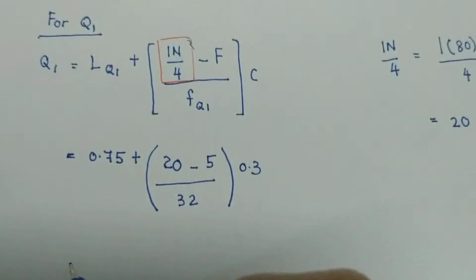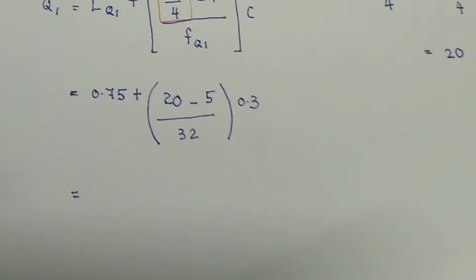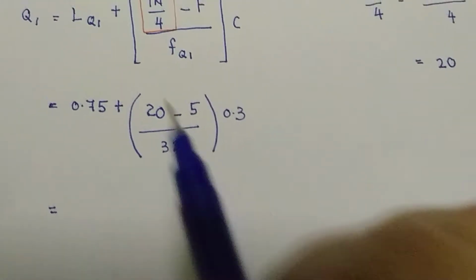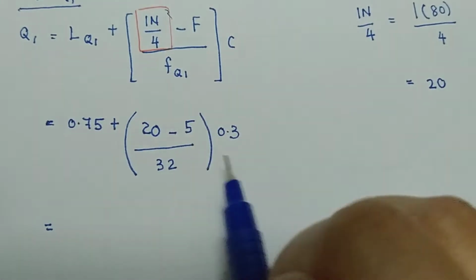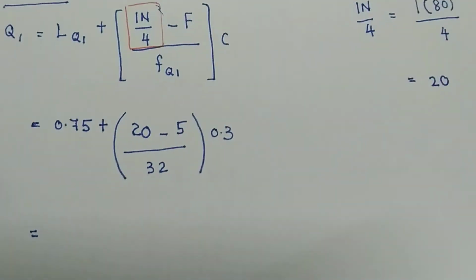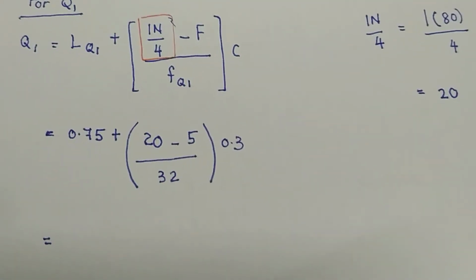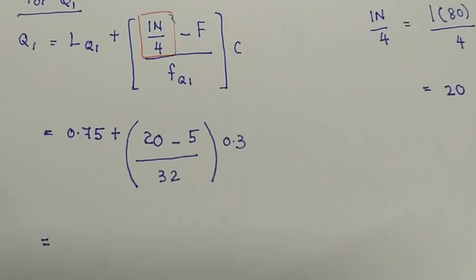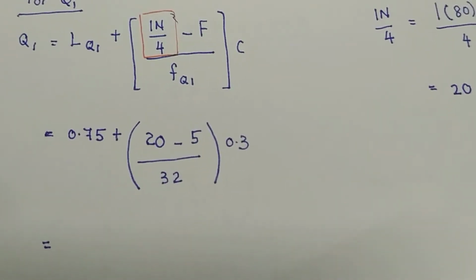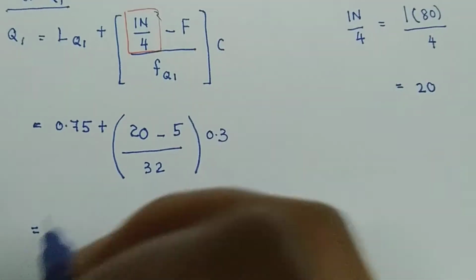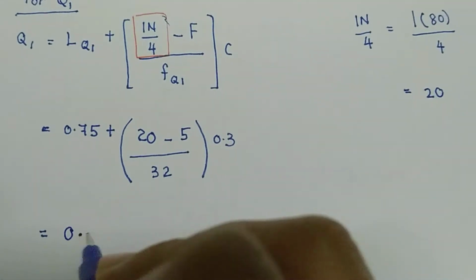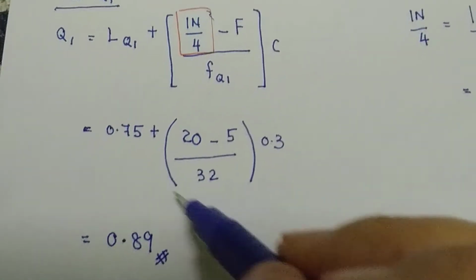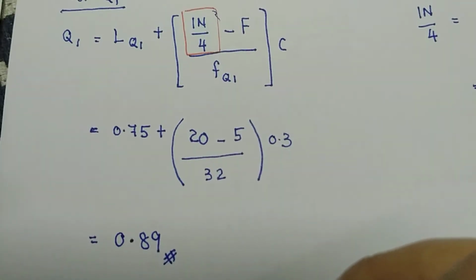Okay, so we calculate. 20 minus 5 and then divide by 32 times 0.3, and then we add 0.75, we get 0.89. So this is our Q1, our first quartile.